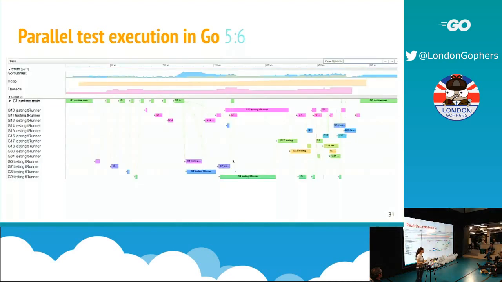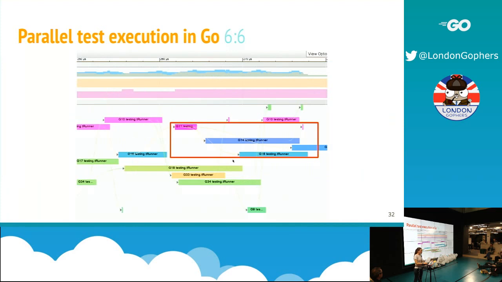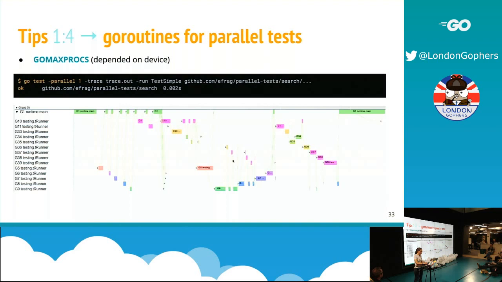Let's run it again. Now that we have run it again, we can see the same kind of messy view of how the test executed. But if we zoom in here, we will be able to see that the subtests for this test also run in parallel. So now we have run all the tests in parallel and the subtests as well. Cool. Some tips about running tests in parallel.